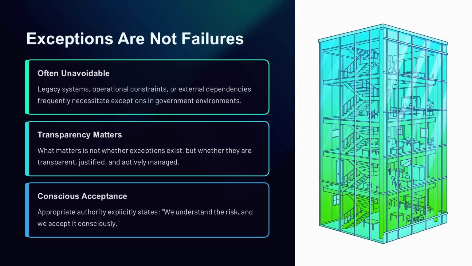You should understand that exceptions are not failures. In government, they are often unavoidable due to legacy systems, operational constraints, or external dependencies. What matters is not whether exceptions exist, but whether they are transparent, justified, and actively managed. Risk acceptance is central here. When an exception is granted, someone with appropriate authority is saying, "We understand the risk and we accept it consciously." This shifts security from being an implicit assumption to an explicit decision. That transparency is one of the ISM's greatest strengths.